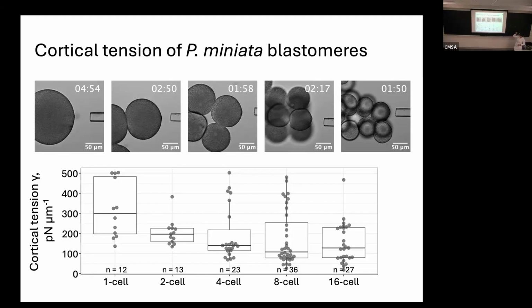This is very preliminary, so don't quote me on this, but it seems like there could be a lowering of the surface tension over time and as the cells get compacted. But again, here you have a ton of variation, right? So we are trying to figure out where the variation is coming from. We have some ideas and are figuring out what's the best way to use this tool to get an understanding of the physical properties of cells.